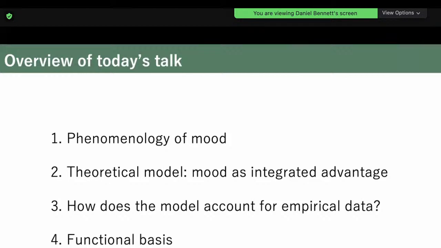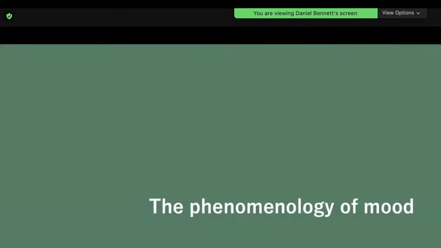So what I'm going to try and do here is start broad, drawing on some of the philosophy of affective science to get an idea of what the phenomenology of mood is for a human, and work out what properties it has that we would want a theory of mood to explain. Then I'm going to talk through the theoretical model that we developed, which we call the integrated advantage model, and show you some evidence that this model can account for empirical data pretty well. Part four there is that second arrow. I'm probably not going to get to that, but I have some slides to talk about as well. Okay. So what is the phenomenology of mood?